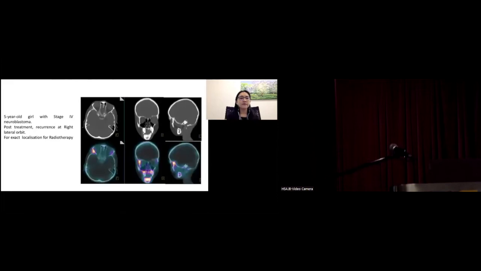A 5-year-old girl with stage 4 neuroblastoma, post-treatment had a recurrence at the right lateral orbit. So SPECT-CT provides information for exact localization for radiotherapy.